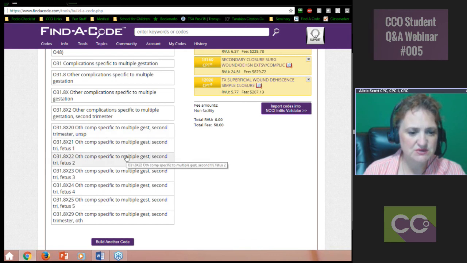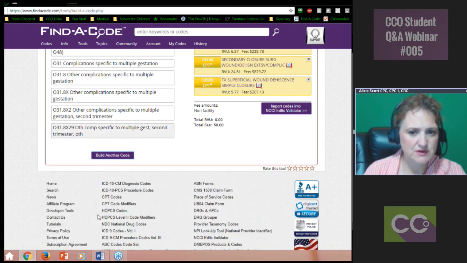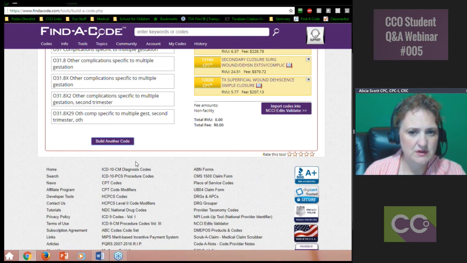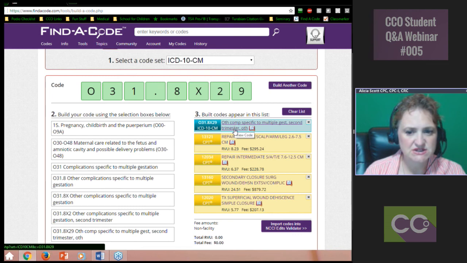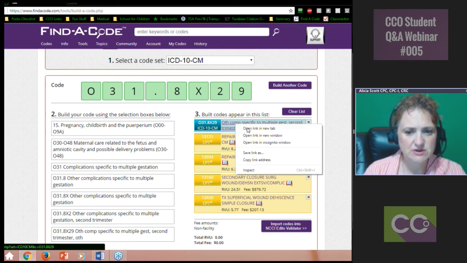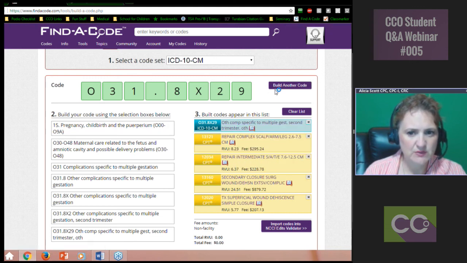Fetus 1, fetus 2. Is there other? It's other because it's both. Other complications specific to multiple gestation, second trimester, other. And we'll open that up. While we're doing that, we'll build another code and see.